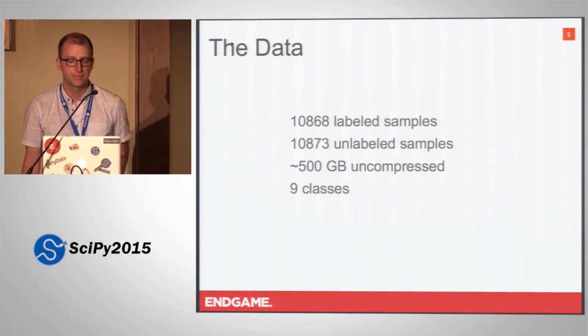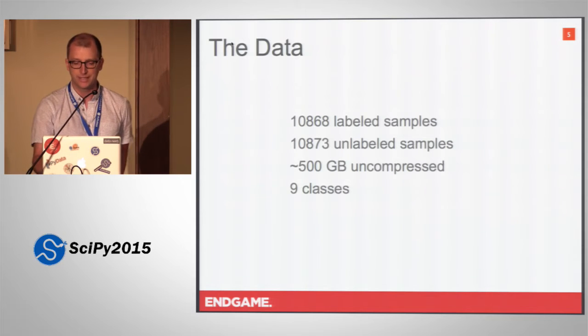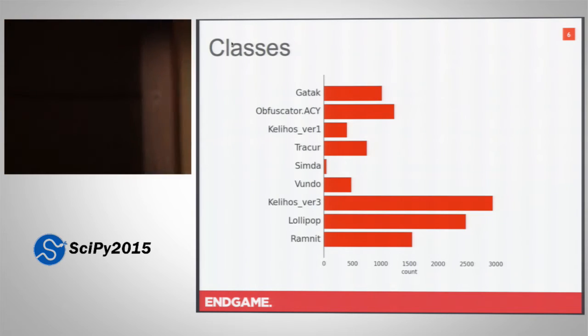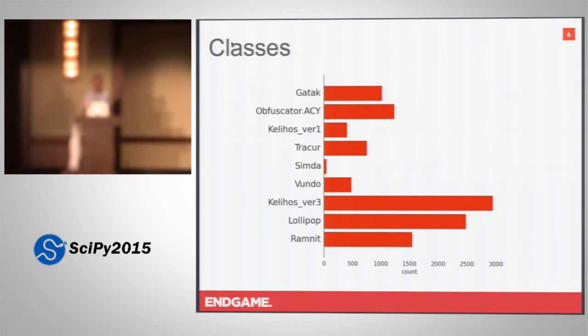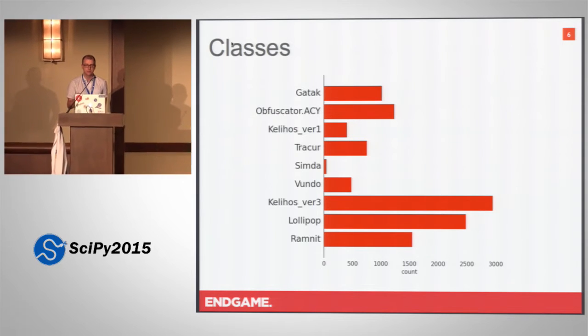So I used this competition to learn about what features and how this can be done in the security industry. This is some details about the data. There were about 20,000 samples. It was about half a terabyte uncompressed. There were 9 classes, and here's the relative frequency of all of those classes of malware in the training set.